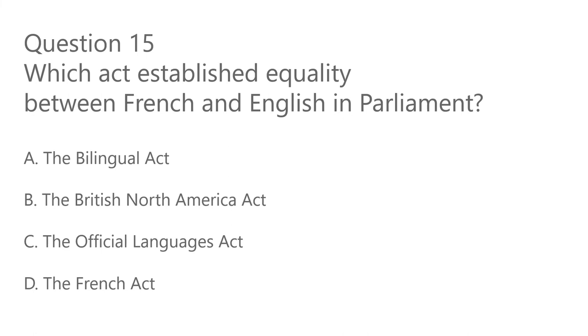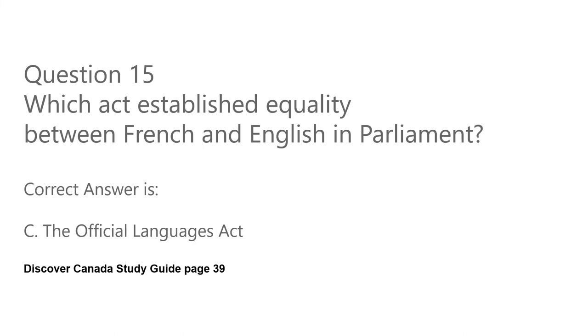Question 15. Which act established equality between French and English in Parliament? A. The Bilingual Act. B. The British North America Act. C. The Official Languages Act. D. The French Act. Correct answer is C. The Official Languages Act. Discover Canada Study Guide, page 39.